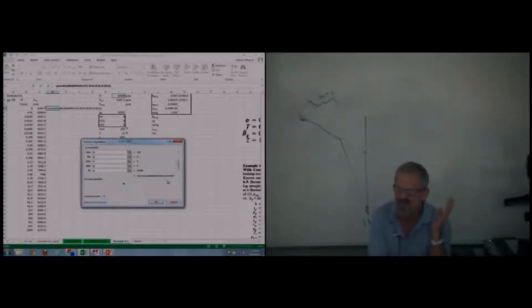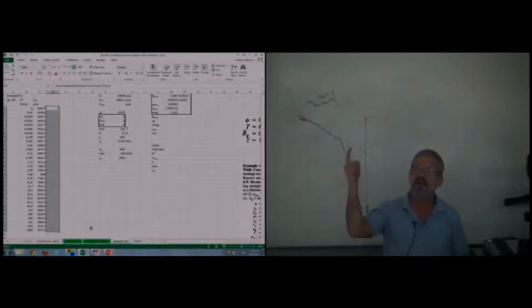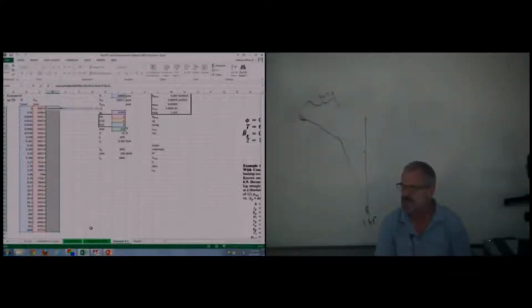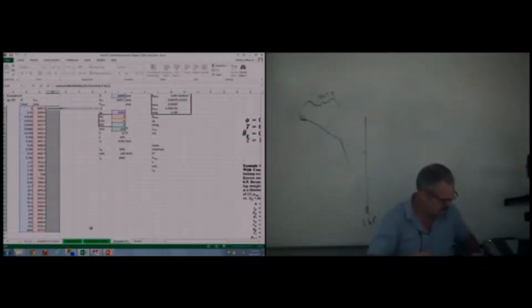How many of you already know how to fill in an array in Excel? You're going to learn something? Huh? Control Shift Enter. So I started my cell, I copy down, I hit F2, which is my edit function, and then I use 3 fingers and hit Control Shift Enter.